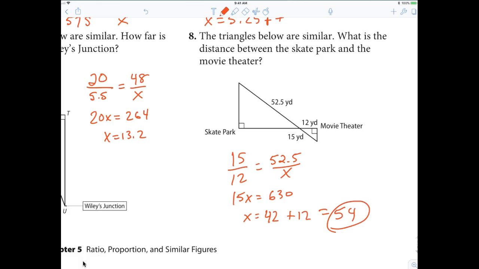All right, I would have just put 42 if I was in a hurry. Is everybody with me? It's 42 plus 12 because they want the distance from the skate park to the movie theater. They want the whole length. Yes, sir. I put 42, but then I looked more closely. Don't make the mistake of just putting 42. You always have to answer the right question.